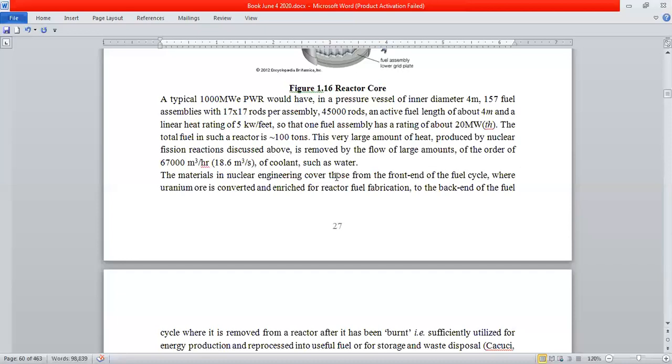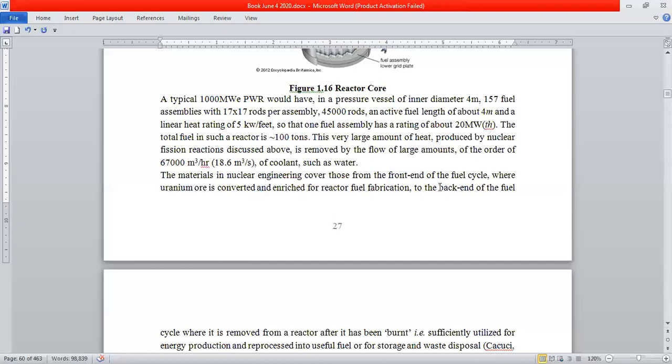The materials in nuclear engineering cover from the front end of the fuel cycle. Now, I've not said anything about the front end of this fuel cycle. Now, this means from where it is taken out from the ground, the uranium ore, it is converted into fuel. So this is called the front end of the fuel cycle. So uranium ore is converted and enriched for reactor fuel fabrication.